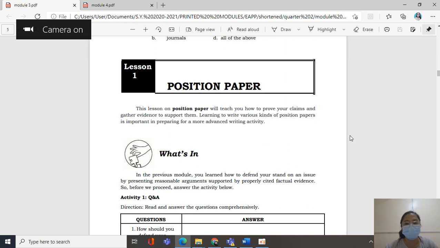This lesson on position papers will teach you how to prove your claims and gather evidence to support them. Learning to write various kinds of position papers is important in preparing for a more advanced writing activity. When we face some issues, for instance, the one that we are experiencing right now, COVID-19, and we are challenged to make a stand, it is very important for you to support your claim with logical arguments.